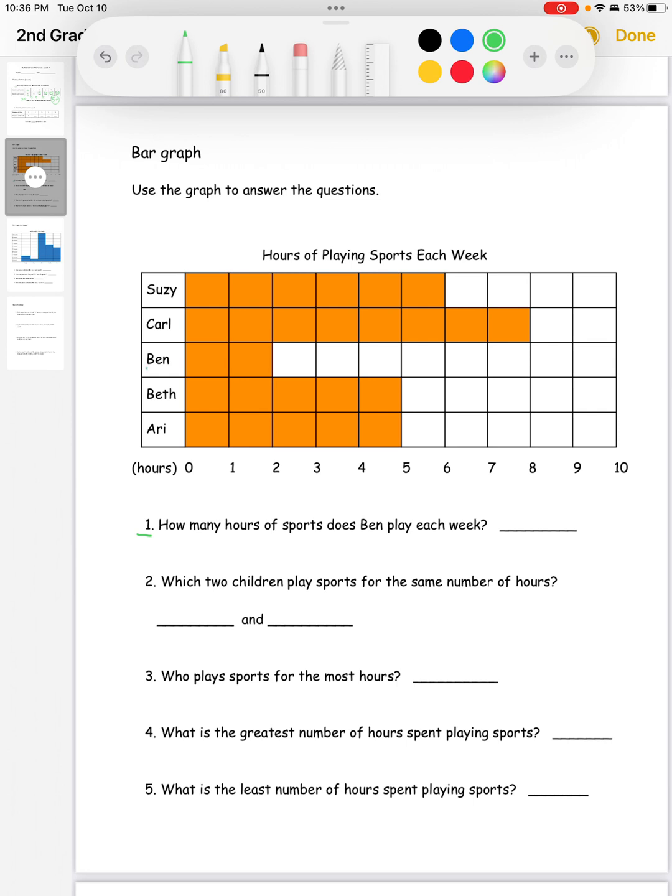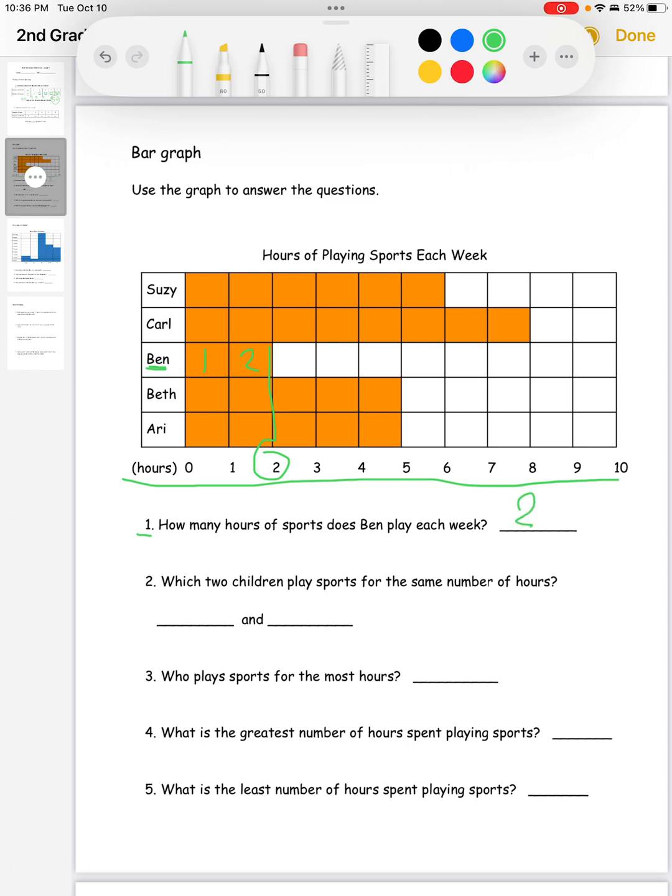So Ben is right here, and this is hours. So all we have to do is just see how many blocks there is, and there's 2. So 1, 2, and it aligns with the 2. So Ben plays 2 hours of sports each week.